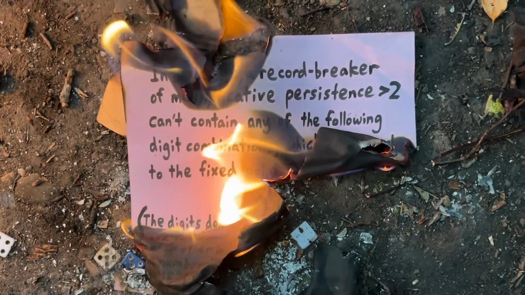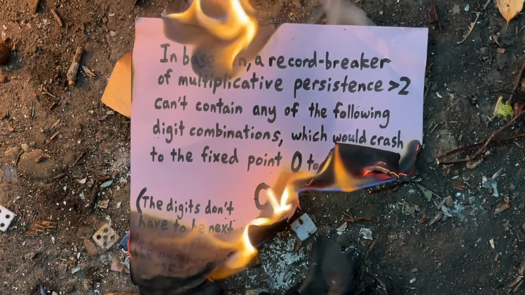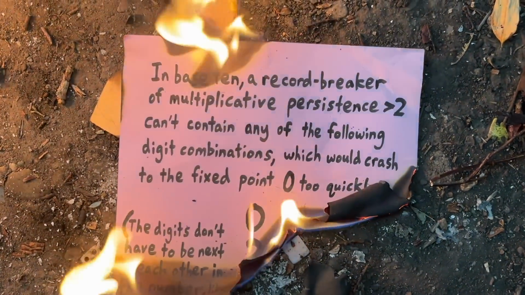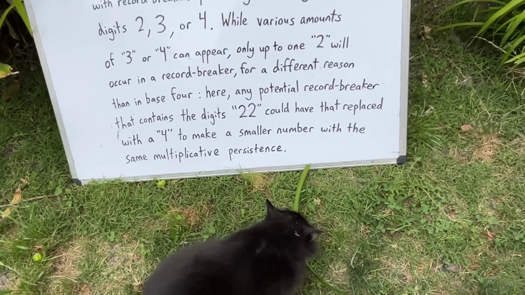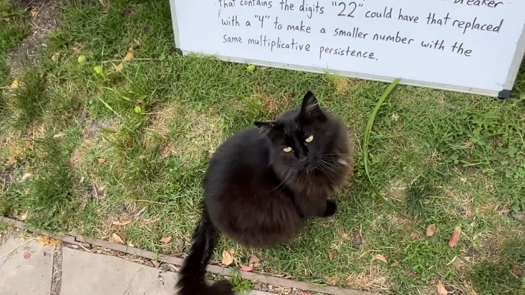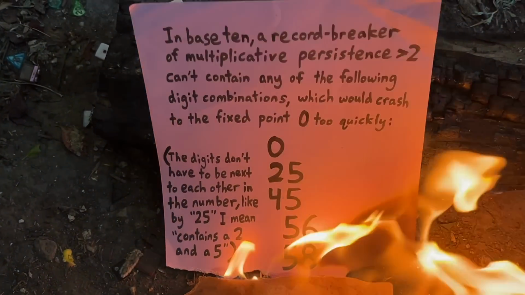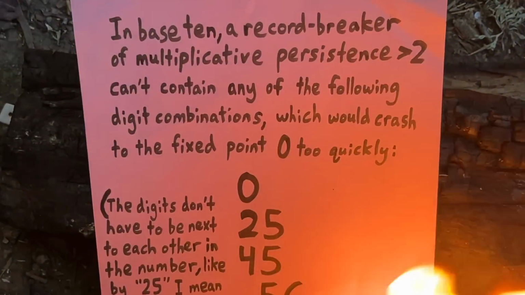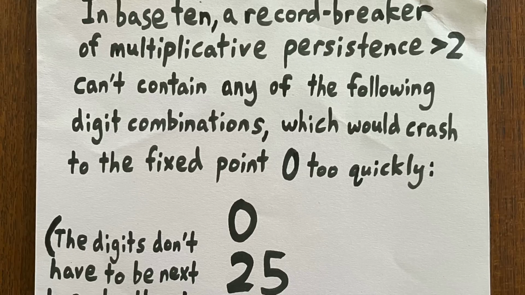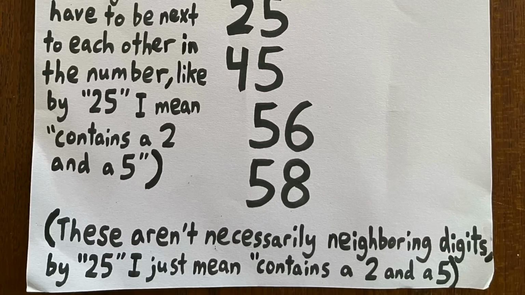First, we can't have things that cause the digit 0 too quickly. Obviously, that includes the digit 0 itself, but also other combinations of digits. Like, remember in base 4, we couldn't have 2 of the digit 2 because the product of a pair of 2's is a multiple of the base number, and that causes a 0 on the second step. Well, the base 10 version of that is, we can't have both the digit 5 and a digit that is even, because 5, along with any of 2, 4, 6, or 8, would cause a 0 too quickly.